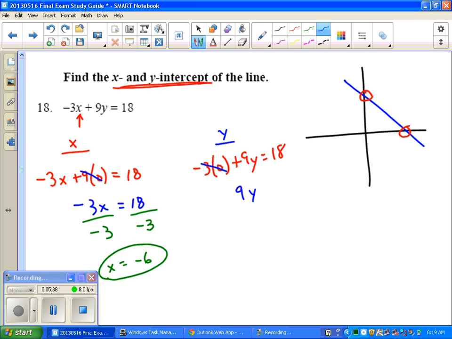So we have 9y equals 18. Get y by itself by dividing by 9 since it's multiplying. Do the same on the right. Y equals 2. So your y-intercept is 2 and your x-intercept is negative 6. So my graph was all jacked up. It really would be something like this. That's how the equation would look.